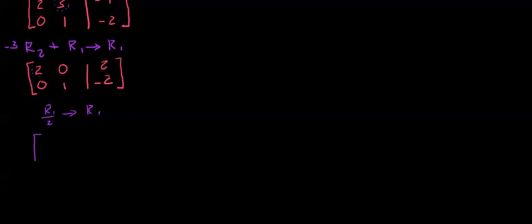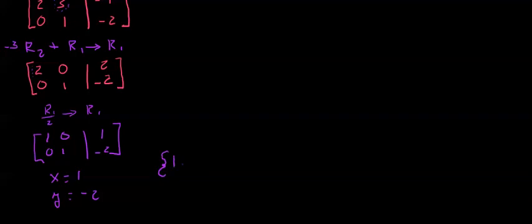So 0, 1, negative 2, that's unchanged. Divide row 1 by 2. 2 divided by 2 is 1. 0 divided by 2 is 0. 2 divided by 2 is 1. So I have x equals 1, y equals negative 2. And I'm done. That's all there is to it. So I have 1, negative 2.